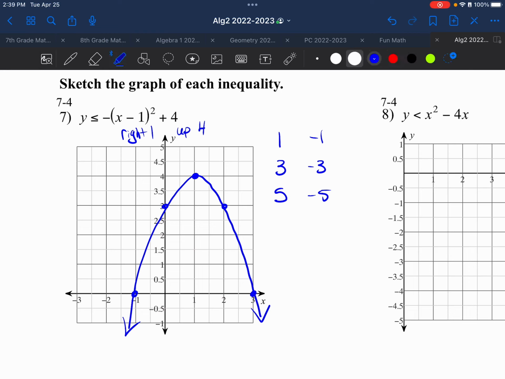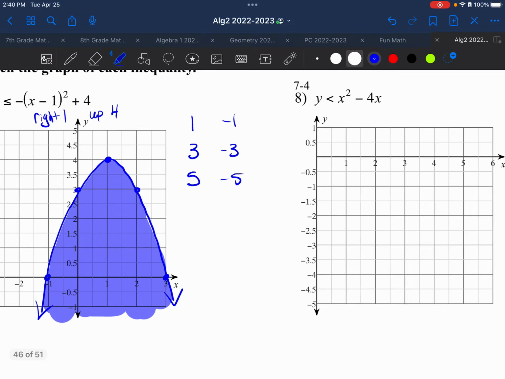Pro tip, if you guys have a highlighter, use it. The highlighter is going to make your life really nice. So here's my highlighter. Try to make it. Yeah, I went over the lines a little bit. Yeah, there we go. So all of this area down here will be shaded. Nice. What about number 8?